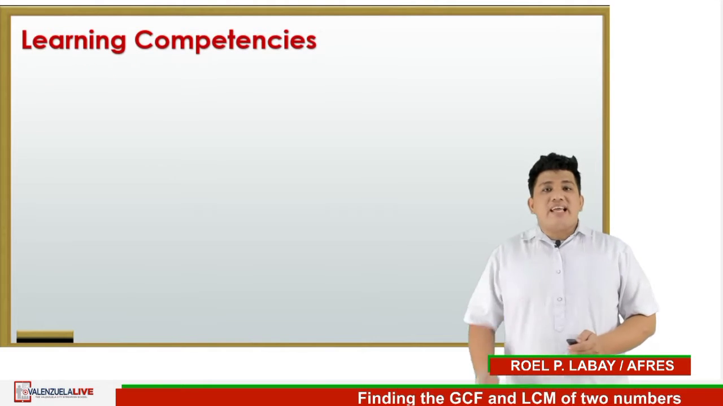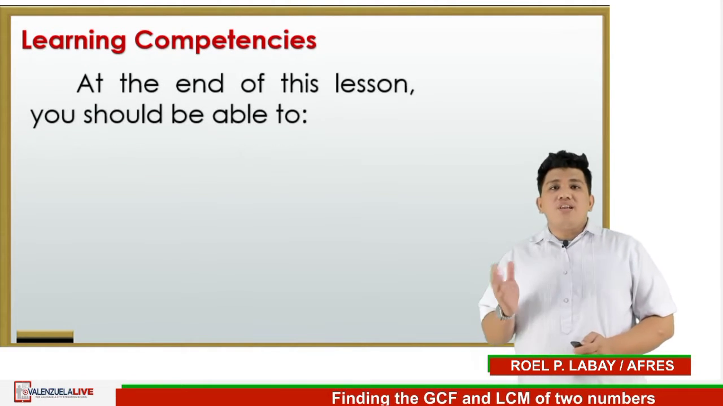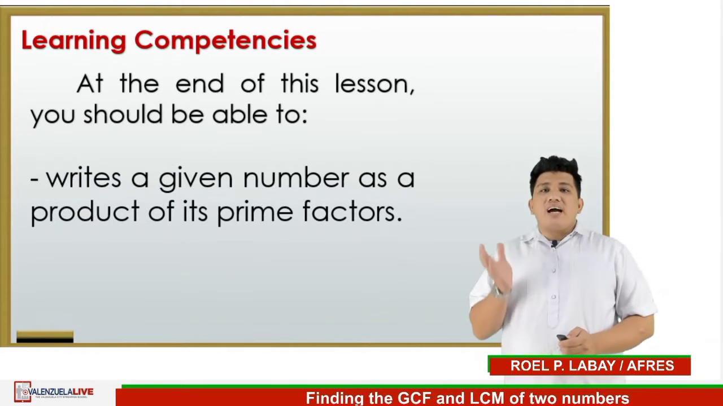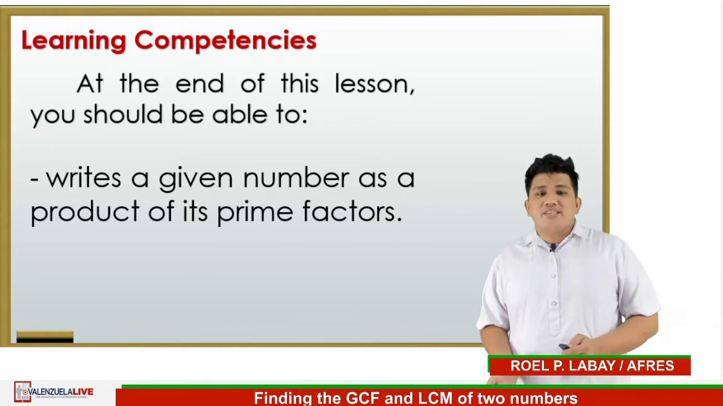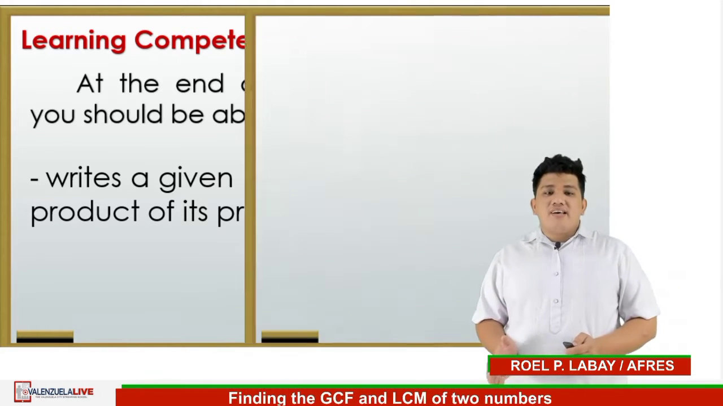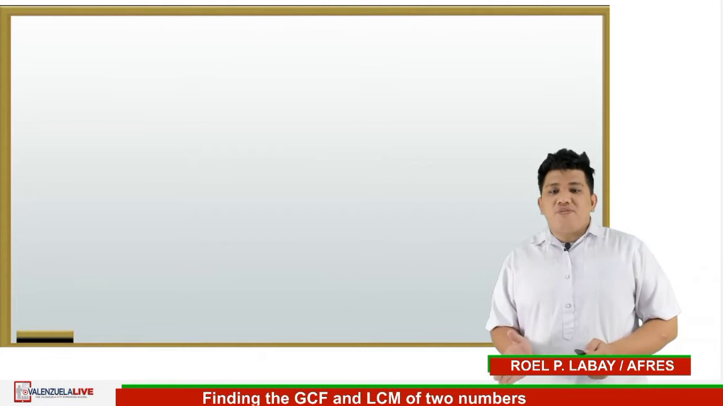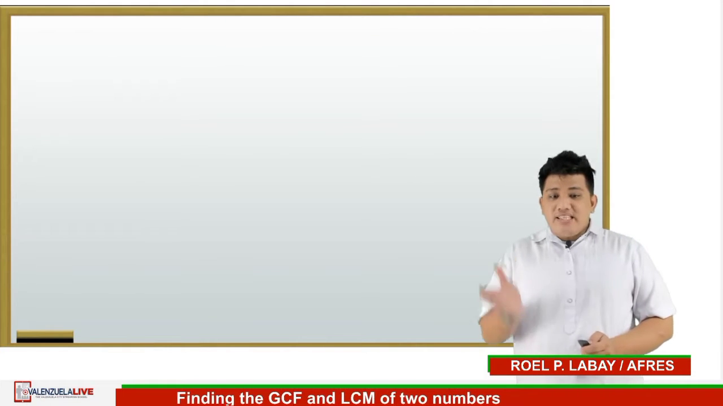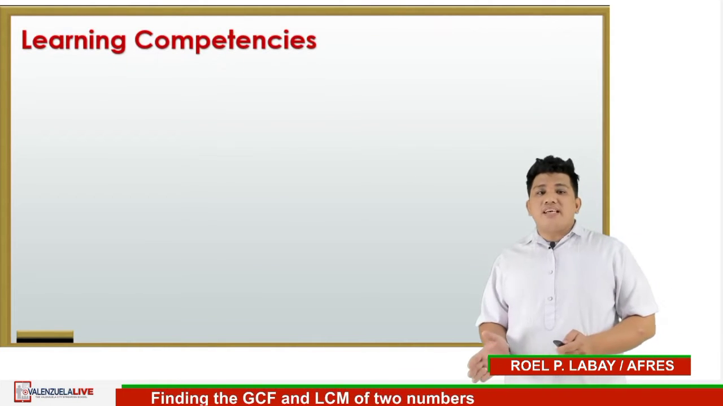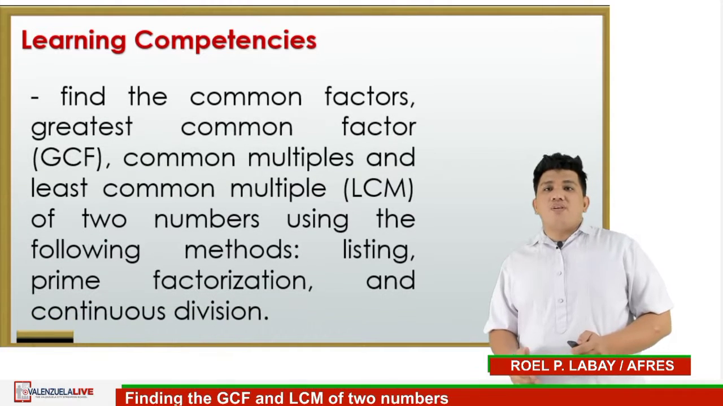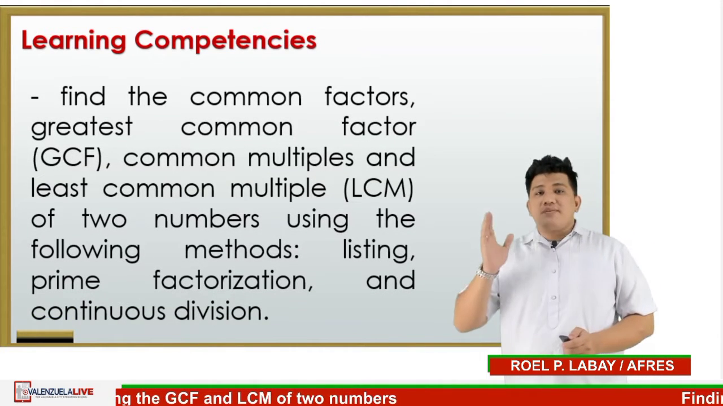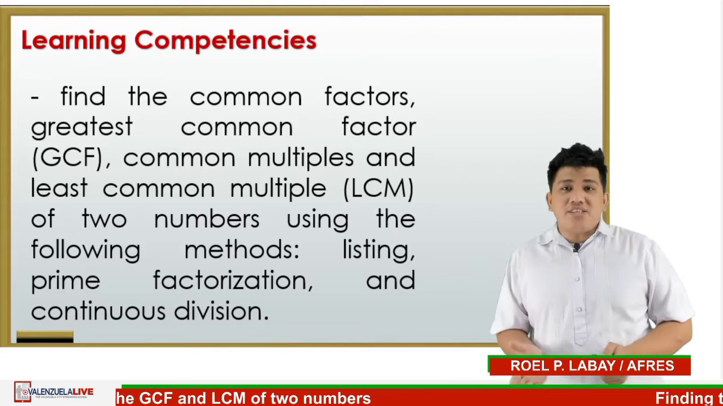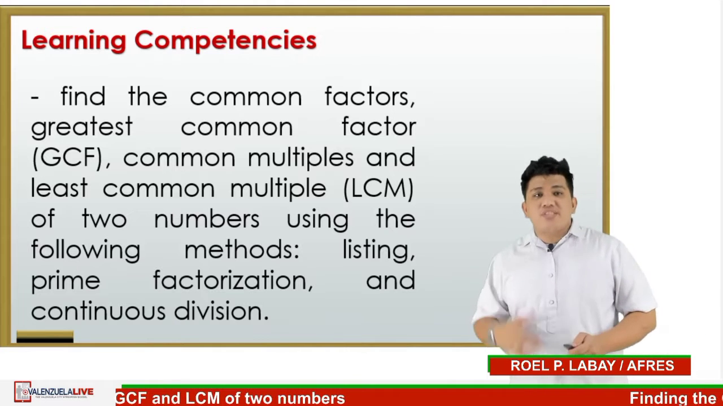For today's lesson, you will learn how to write a given number as a product of its prime factors, greatest common factors, or the GCF, common multiples, and the least common multiples of two numbers using the following methods: the listing method, the prime factorization, and the continuous division.